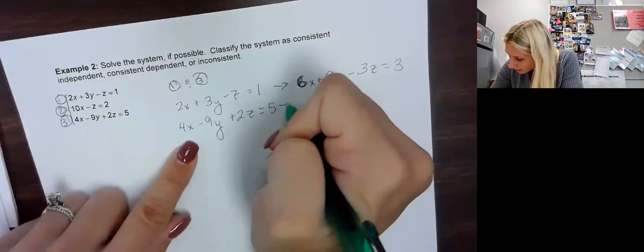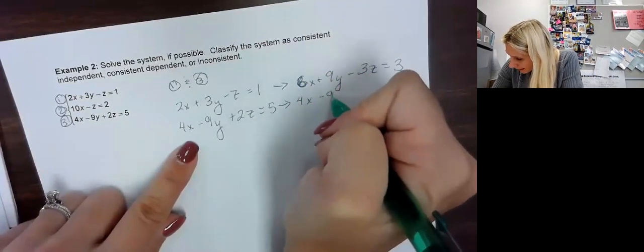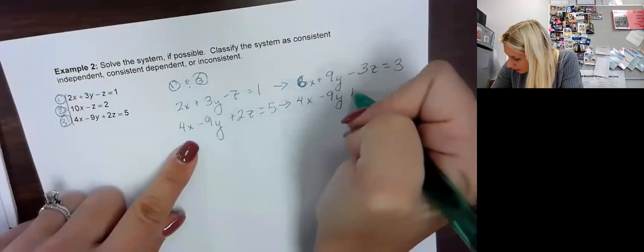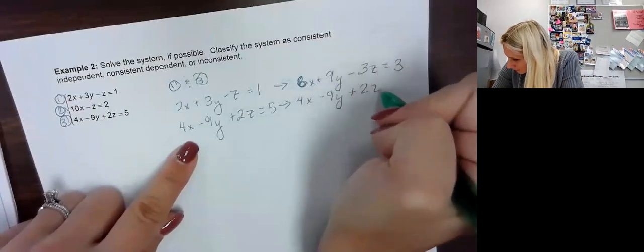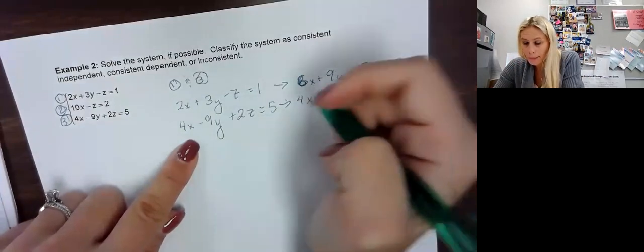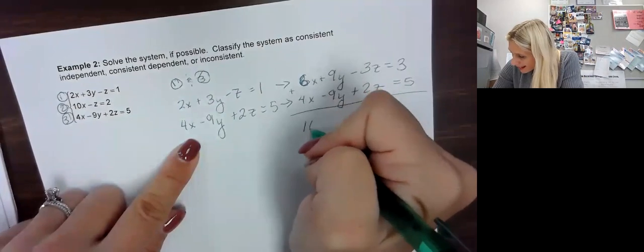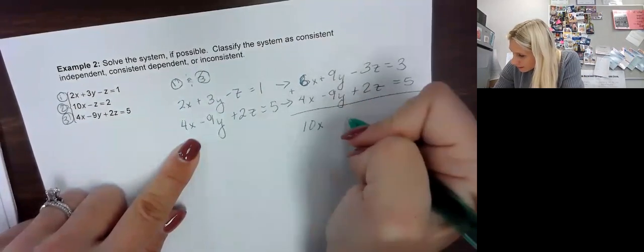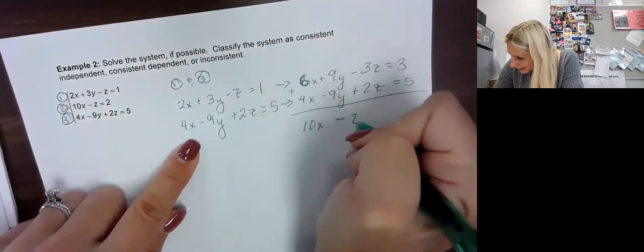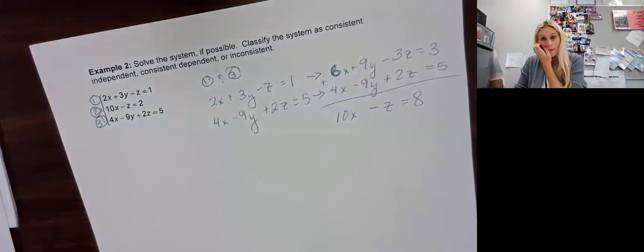And the second one, I'm going to keep the same. So 4x minus 9y plus 2z equals 5. Because they are opposite, I'm going to add straight down. I get 10x minus z equals 8. Okay.